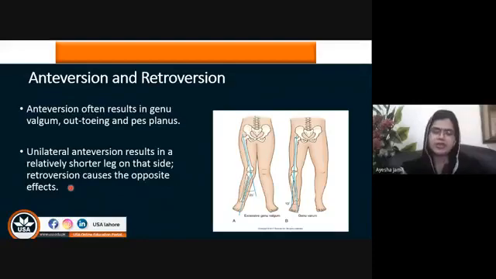So you can see that this is the side where the anteversion is being seen. The condyles of the femur are more medial, and in order to compensate, the tibia will move laterally, and there will be out-toeing. The toe will move outward, and you can see that there will be flat feet. Flat feet can be seen in order to compensate the normal relationship of the lower extremity. So the side where the anteversion is seen will have a short leg.